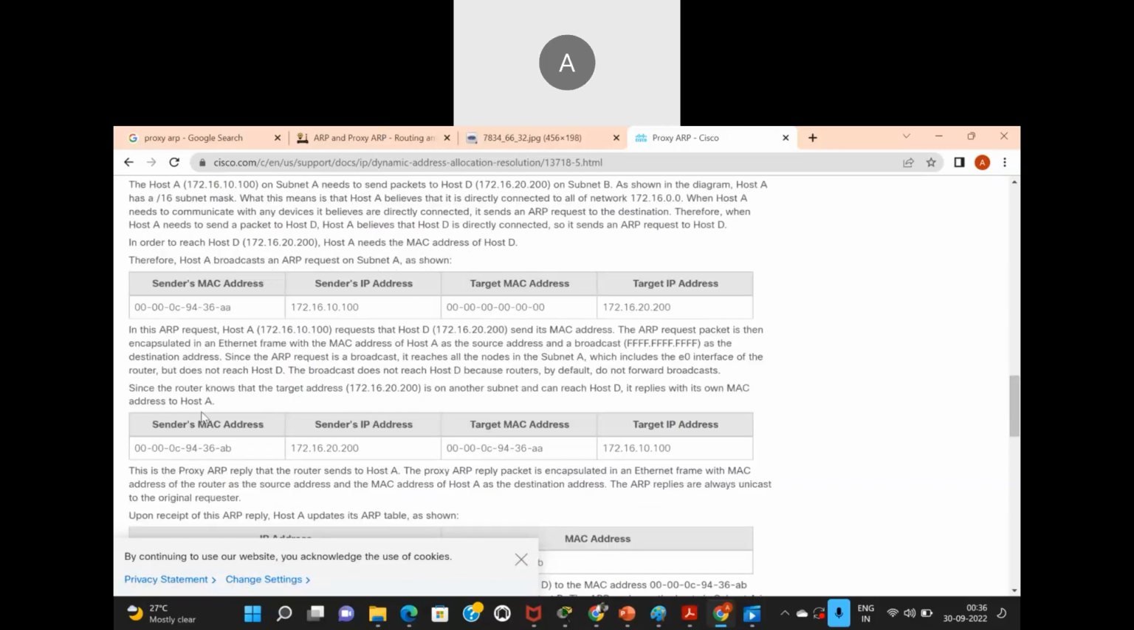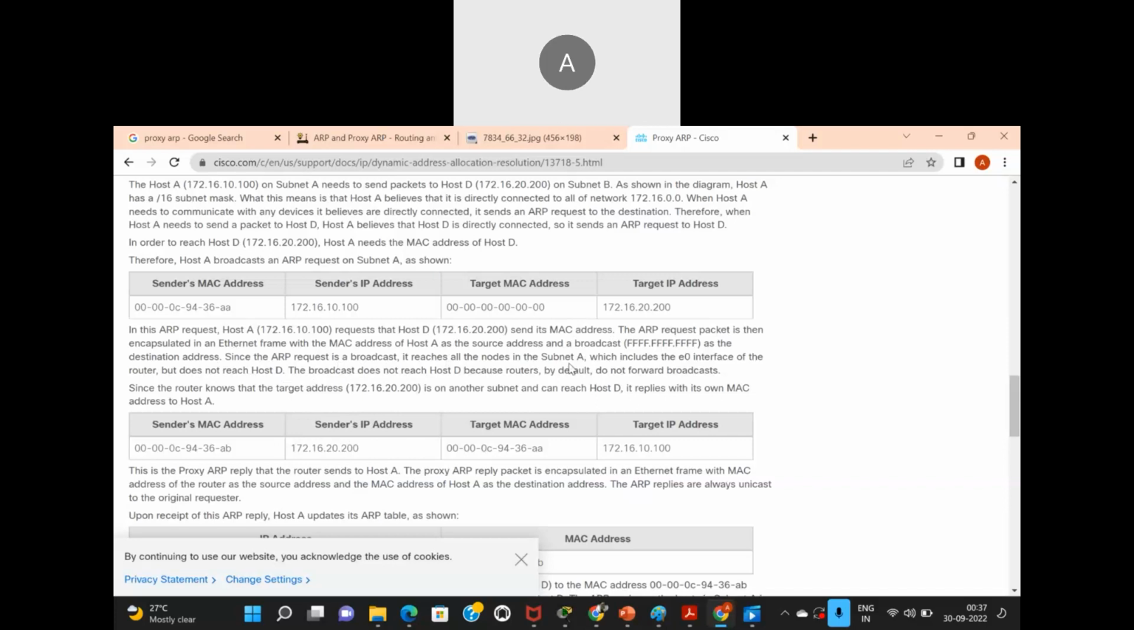So ideally, I should drop this packet. But what the router does instead is change the sender's IP address. Sender's IP address was 172.16.10.100. It puts its own IP, 20.100. The ARP request packet is then encapsulated and sent out of host A as a broadcast. So this is the broadcast address.